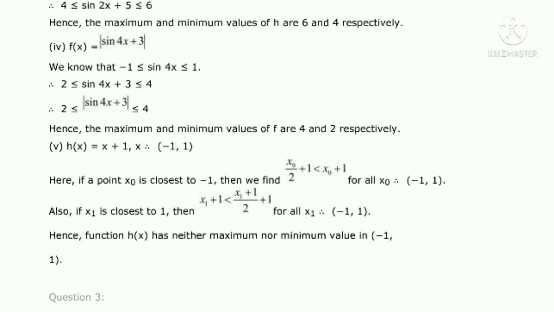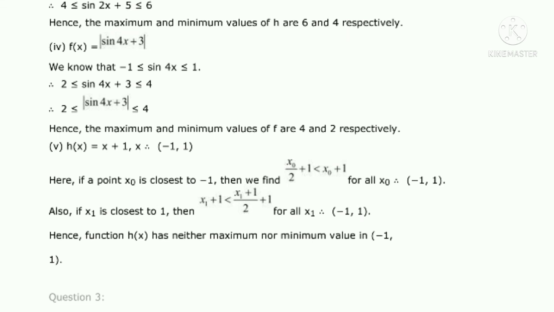That means you see here x naught by 2. Simply if we consider a number 1 and 1 by 2, which one is greater? Obviously 1 is greater, isn't it? So on the left hand side we write x naught by 2 and on the right hand side we write x naught, and in both cases plus 1. Which one is greater? Obviously x naught plus 1 is greater, isn't it? So in this case on the left hand side we consider a point x naught and on the right hand side we consider another point x1. So in both cases we consider 2 points.